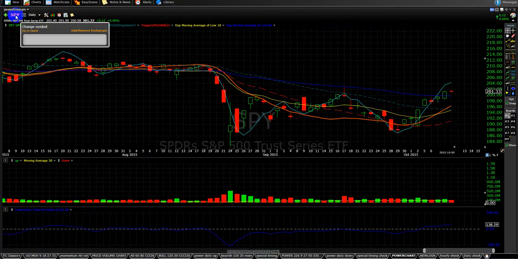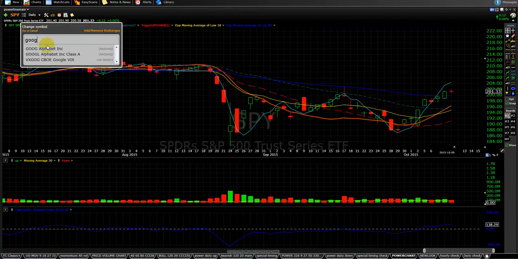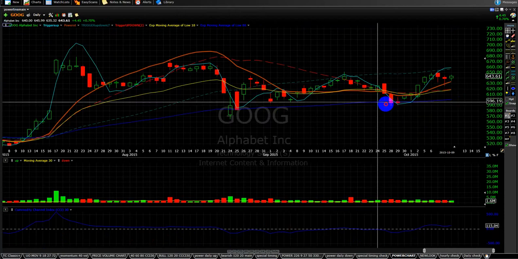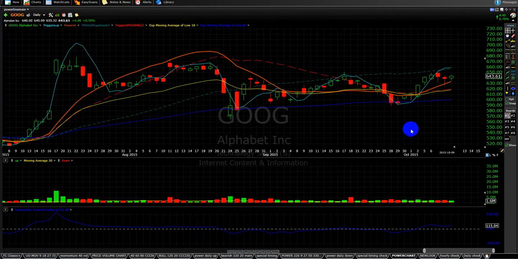Okay, so I was looking at Google and a few other stocks, and I was saying, look, Google was set up to break down, but it couldn't. It could not confirm my breakdown numbers. And again, I thought that was bullish, right?